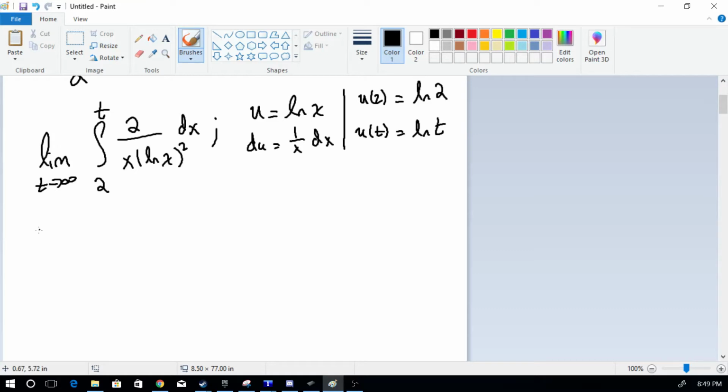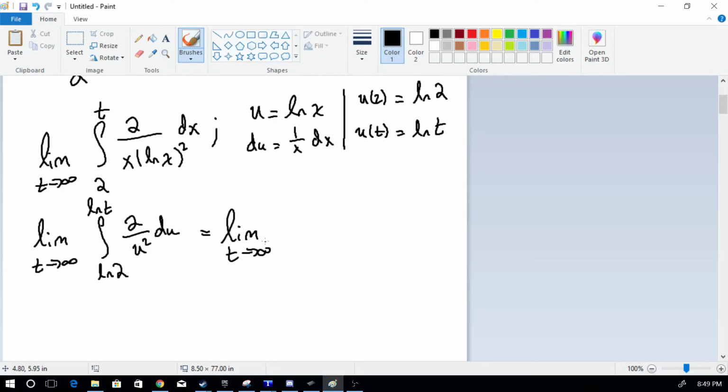Alright. So we now have the limit as t approaches infinity of the integral from natural log of 2 to natural log of t of 2 over u squared du, which is going to equal the limit as t approaches infinity of negative 2 over u from natural log of 2 to natural log of t, which is going to equal negative 2 over ln t minus negative 2 over ln 2.